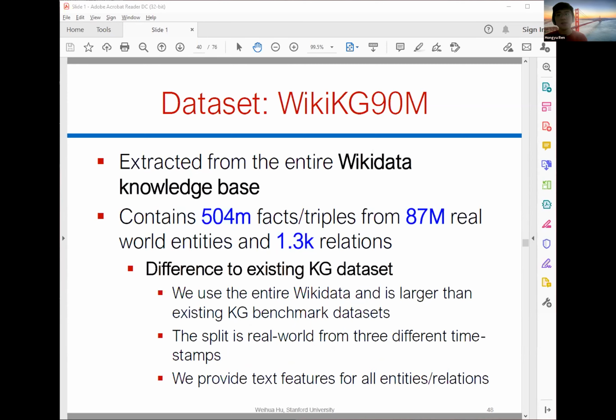Yeah, so there are several notable differences from existing KG datasets. Namely, we reuse the entire Wikidata to construct our KG, and the KG is comparable to or even larger than most of the existing KG benchmarks. Also, we have designed real world splits, in the sense that they come from 3 different timestamps. And lastly, we also provide text features for all the entities and relations on the KG, which are a Roberta representation of the short description of the entity or relation on Wikidata.